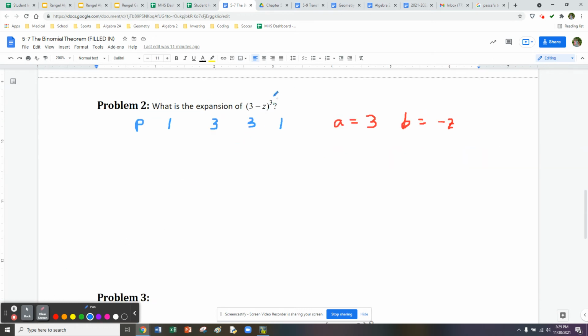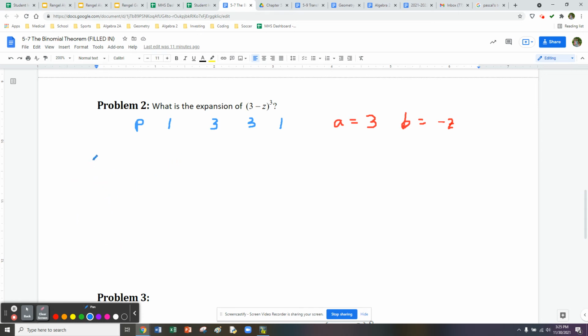So here in problem 2, I already took the Pascal's number. So I went to row 3, grabbed the 1, 3, 3, 1, and then also found my a value and found my b value. So now my b value is negative z because it's 3 minus z. So I do have to be careful, make sure anytime we're raising z to a power, we're putting it in parentheses so we correctly put z, that negative power, to the correct exponent.